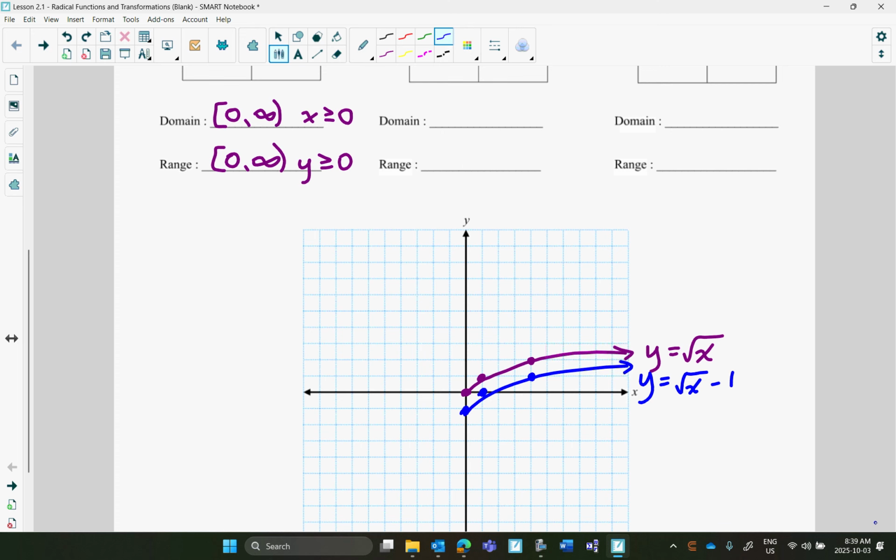The domain of that one, 0 to infinity. That didn't change. Or x greater than or equal to 0. The range, however, did change. Negative 1 to infinity. Or y greater than or equal to negative 1.